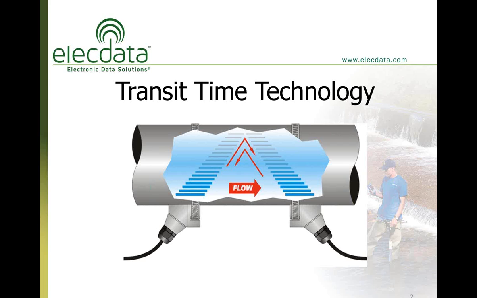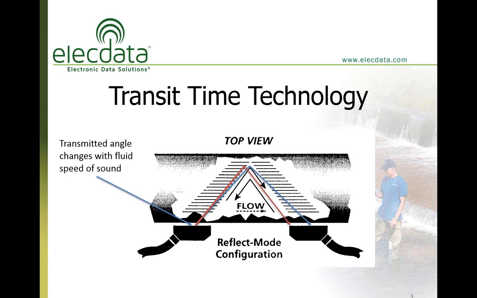Transit time is also known as time of flight technology, where sound pulses are transmitted upstream and downstream between two elements mounted on the outside of the pipe. The two elements, or transducers, alternate function between send and receive. However, the speed of sound of the pipe material as well as the liquid must be measured to compensate for the changes in angle that occur as a result of the acoustic interface between the pipe wall and the fluid.